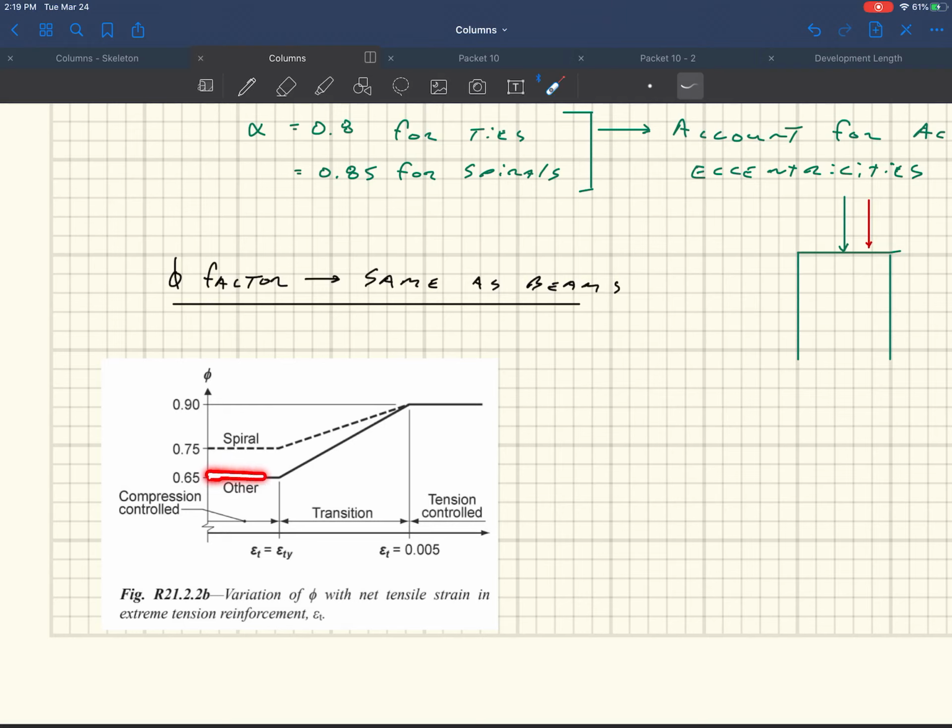For a tied column, it starts out at 0.65, and then once you get to a point where your steel yields, you start getting more and more ductile behavior, and so it increases. Then at about 2.5 times the yield capacity, at 0.005, you start getting rewarded with a phi factor of 0.9. And then spiral is a little bit different. It starts out at 0.75 and then it ramps up to 0.9, and that causes that kink up above. But we use the same exact graph for column design, okay?